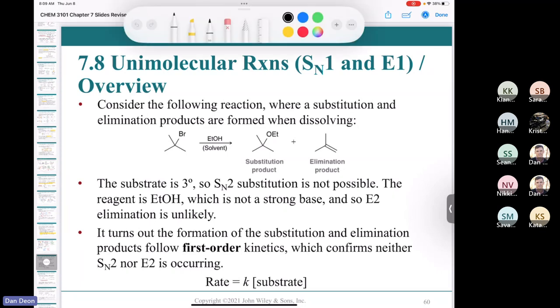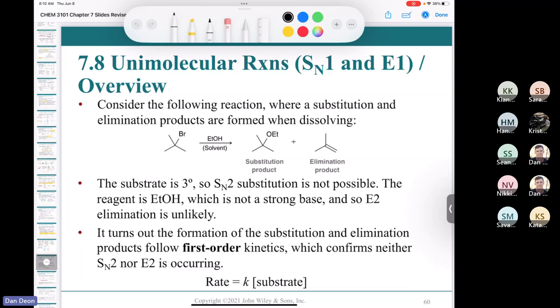But now in section 7.8, we're going to get into SN1 reactions and E1 reactions. And these are first order reactions, okay? They only depend on the concentration of the reactant. They don't depend on the concentration of anything else. Just the alkyl halide is all we have to consider. It's first order kinetics. And let's get into it here.